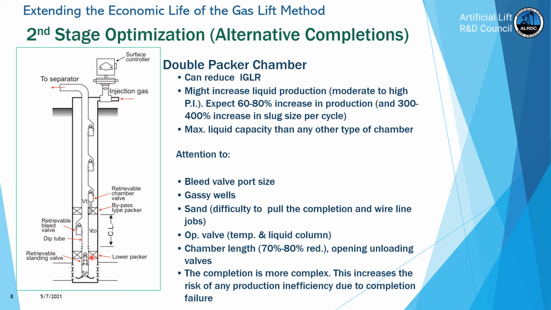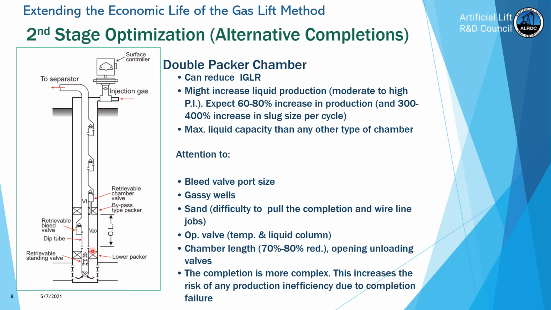The lower packer is located right above the top of the perforation, and the upper packer is at a distance that is determined by the optimal cycle time. We need to calculate the optimal cycle time, and from there we will calculate the distance between the two packers. The way it operates is as follows.